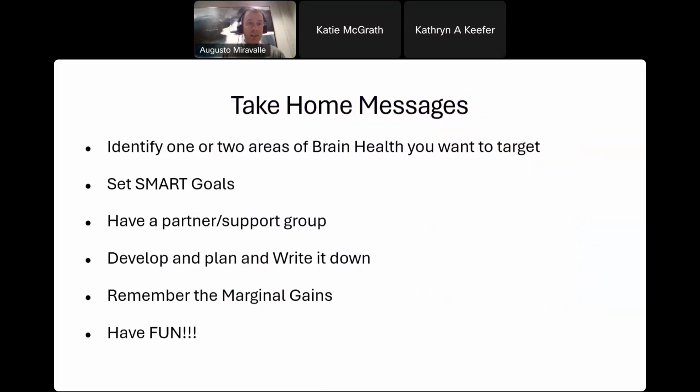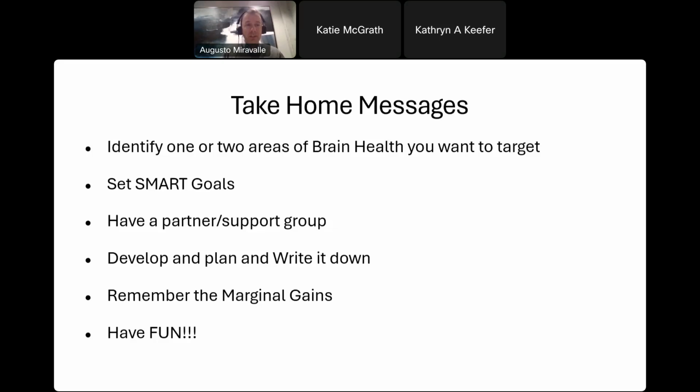Just select the areas of brain health that you want to target. Set some SMART goals. It's important to get a partner or support group. If you have a loved one, if you're married, or if you have someone in your family or a friend, try to engage them into this. It's always good to have someone that is going to check on you, that is going to create these goals for you, will keep you accountable. Sometimes will help you accomplish things or push you to perhaps limits. Otherwise, if you're alone, you don't do that.